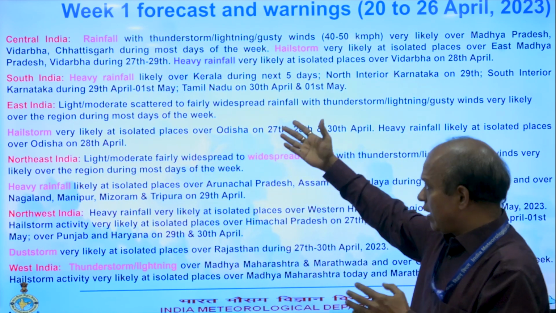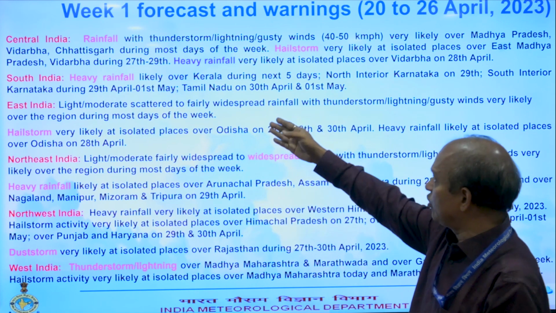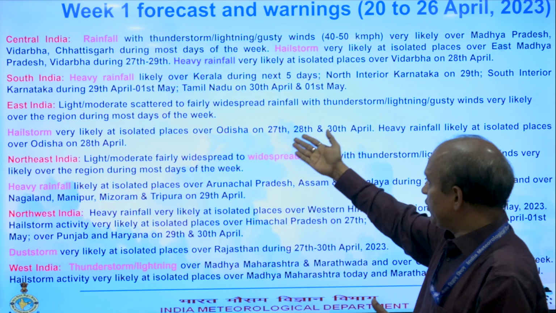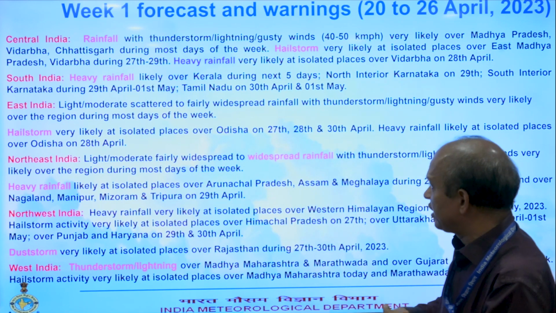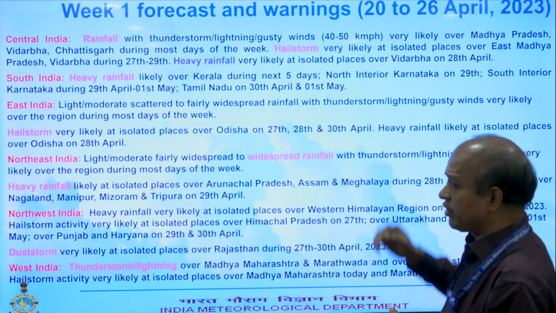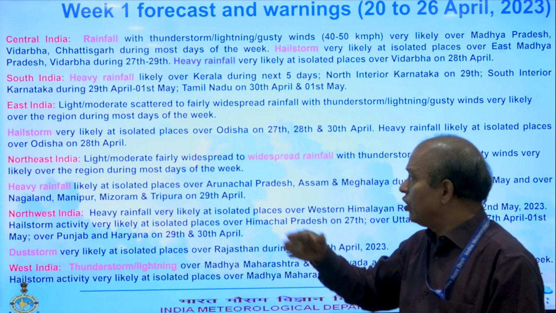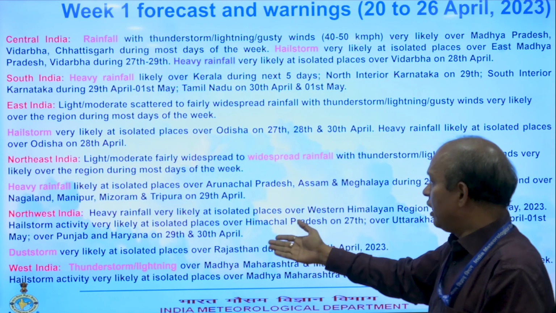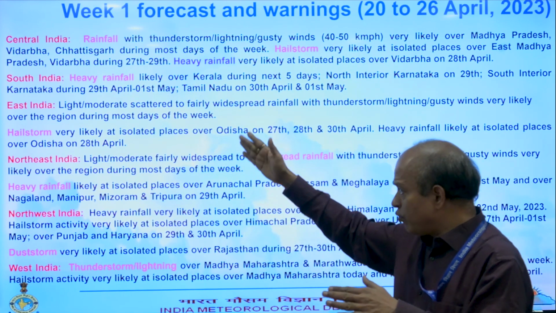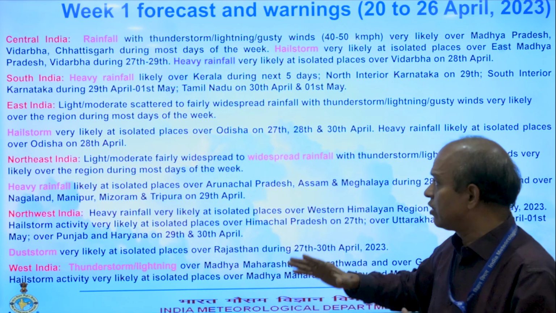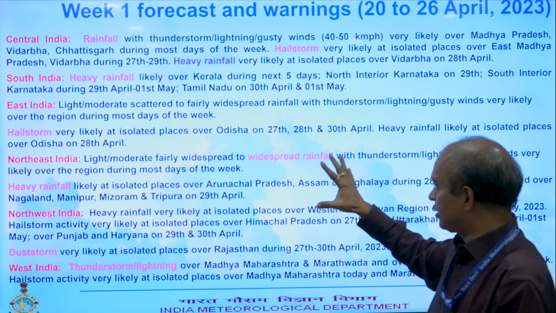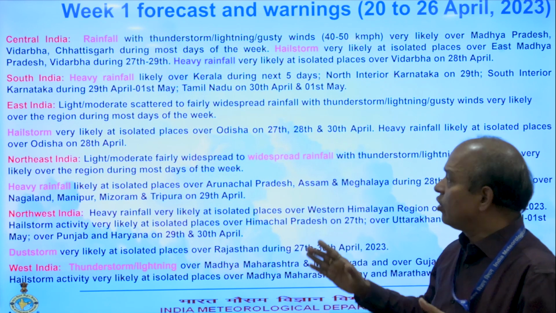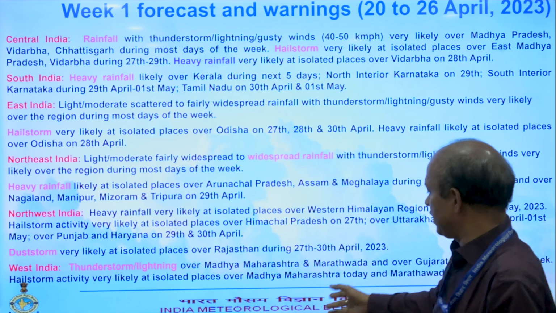So that already graphically we have mentioned. Here also: central India heavy rainfall, hailstorm, South India heavy rainfall, East India, because sometimes gusty winds are also associated with this type of thunderstorm. That is also indicated: hailstorm, thunderstorm, widespread heavy rainfall, and lightning activity. Most of India is going to be associated with this system, and accordingly we have given this warning, and graphically it is also being disseminated.